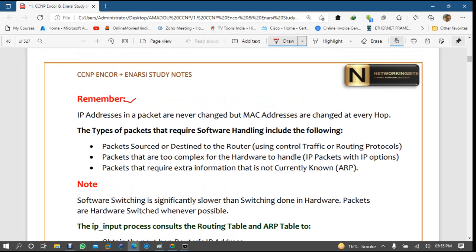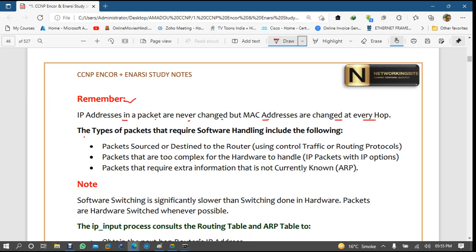Now remember, IP addresses in packets are never changed. Of course, the source and destination IP will never change, right? But the MAC address will be changed after every hop in the packet.